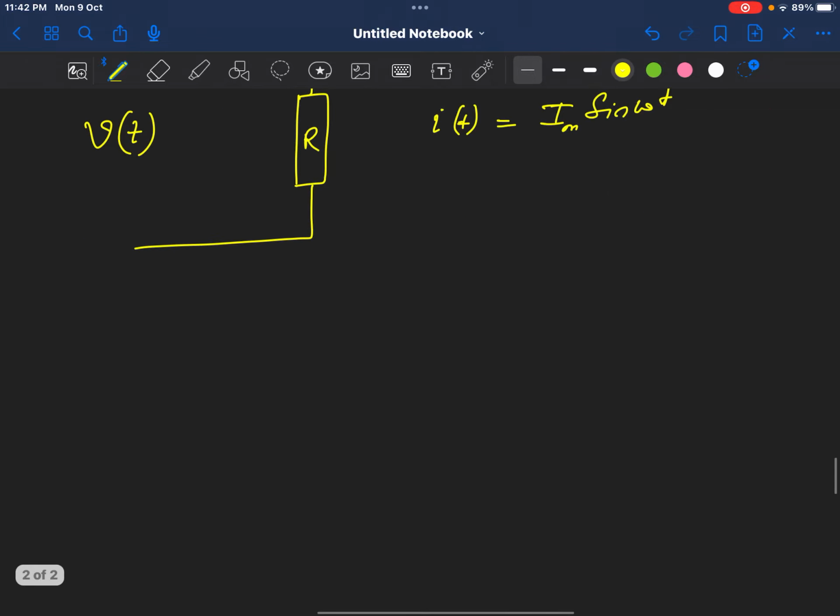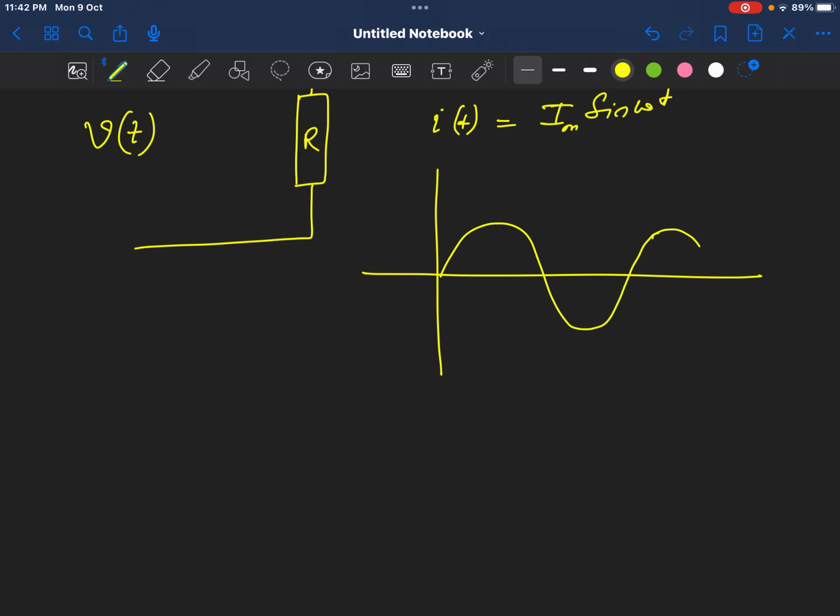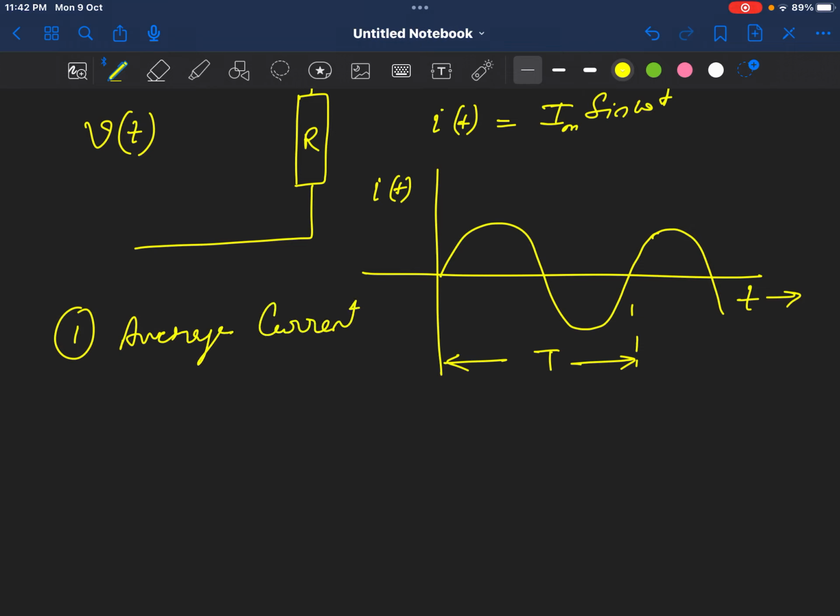Now this current is a waveform. This is the waveform of the current, given against time and i of t. The time period is given as capital T, like this. Now if we are asked two things, number one, average current, second is RMS current.